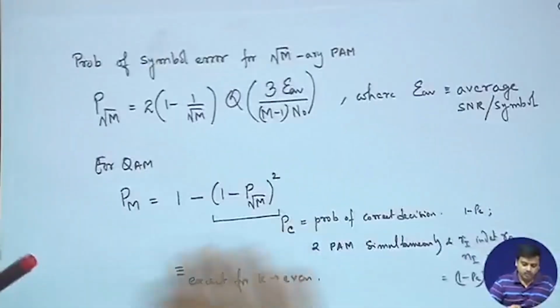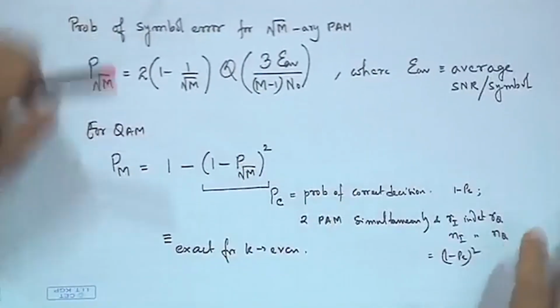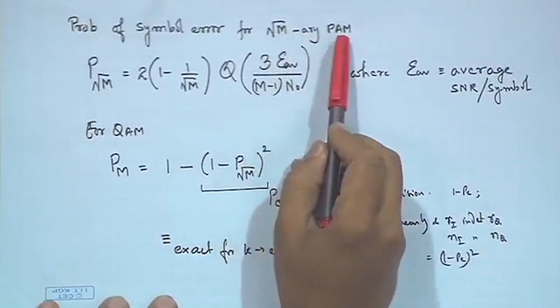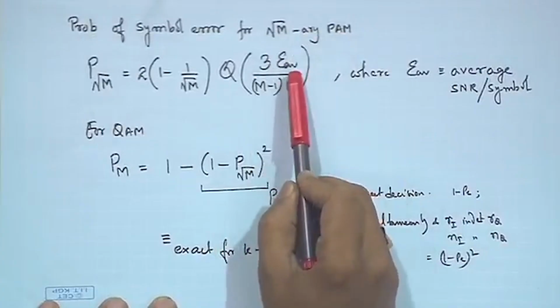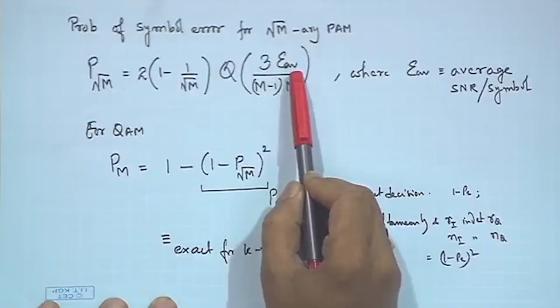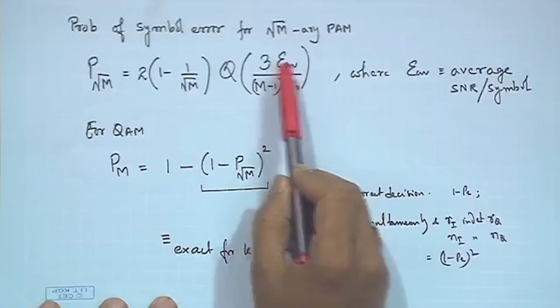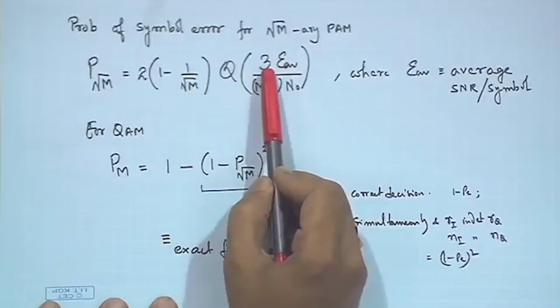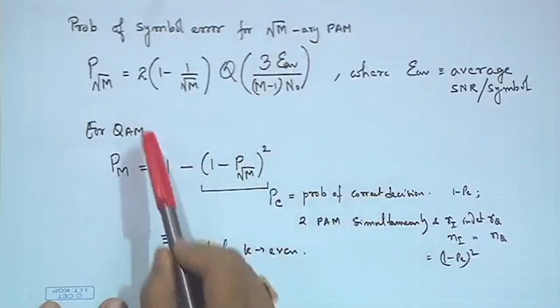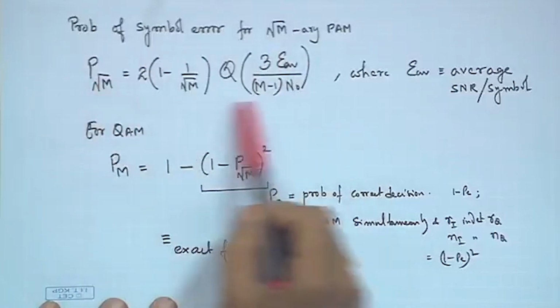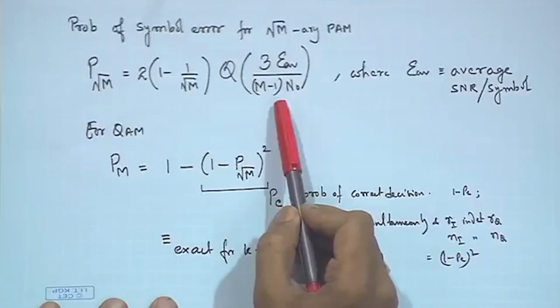In order to calculate the probability of error, we look at the probability of symbol error for root M-ary PAM, where E average is the average SNR per symbol for QAM. There we had a 6, but here we have a 3 because of the translation of variables. So, the average probability of error for root M PAM looks like this.